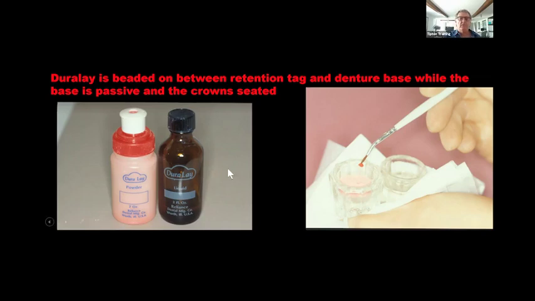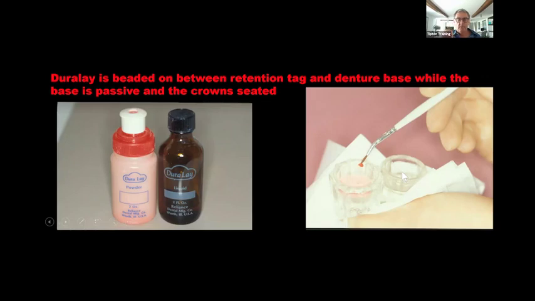So for Duralay, we use this for all sorts of acrylic, where we want to be very precise about where we put the acrylic. So for Duralay and the bead-on technique, 2 Dappens dishes, one full of liquid and one full of powder. We also need a horsehair brush at an angle, usually about 45-degree angle, horsehair, not acrylic, not plastic, but horsehair. Horsehair brush where it comes down to a thin point as well. Okay, and some tissue. So what we do now is we put the horsehair brush, just the tip, into the liquid.